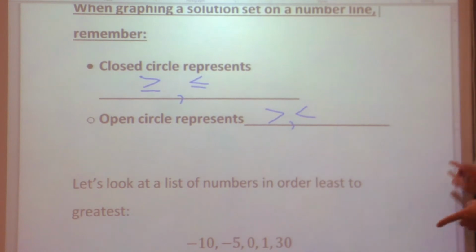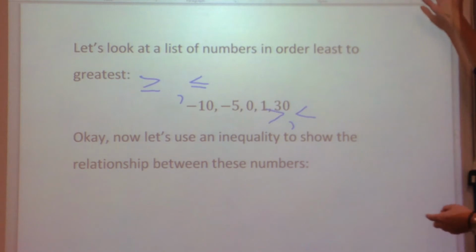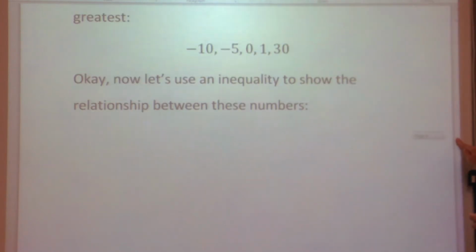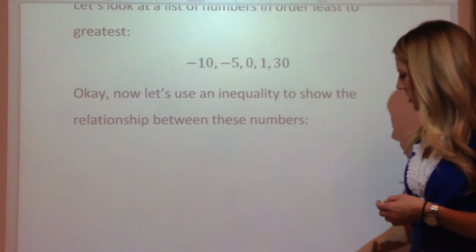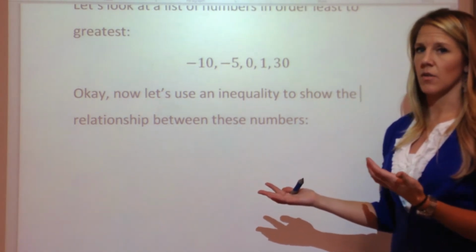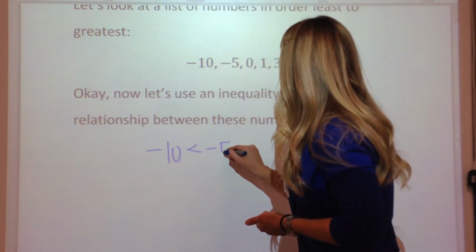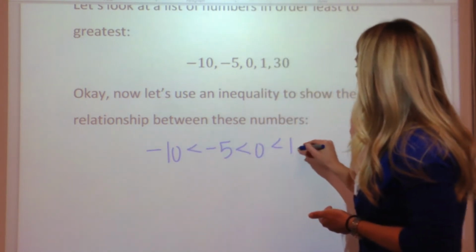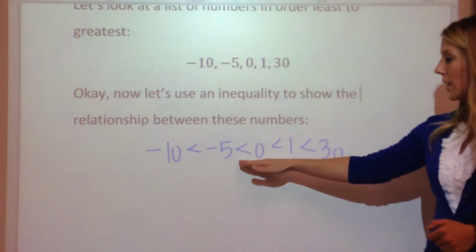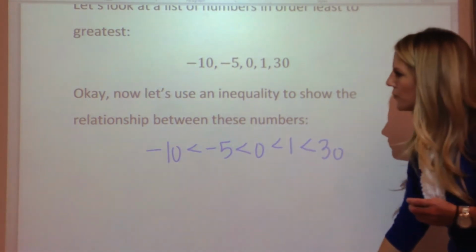So let's look at a list of numbers in order from least to greatest: -10, -5, 0, 1, and 30. Let's use an inequality to show the relationship between these numbers. They're already in order from least to greatest. Showing this as a relationship using an inequality is just saying -10 is less than -5, which is less than 0, which is less than 1, which is less than 30. So -10 is less than -5, -5 is less than 0, 0 is less than 1, 1 is less than 30. Okay, so that's true.